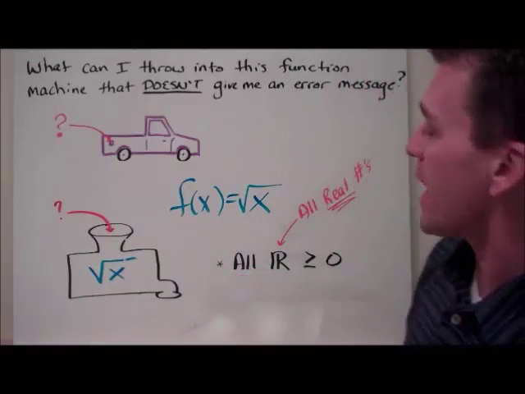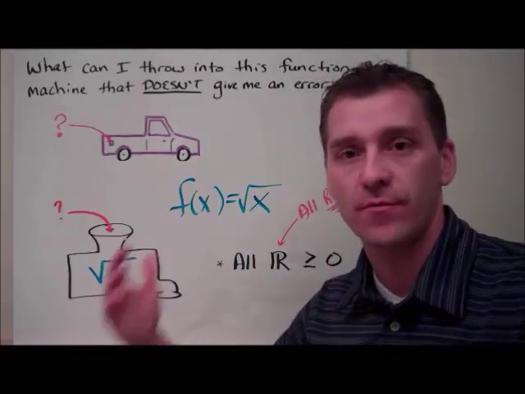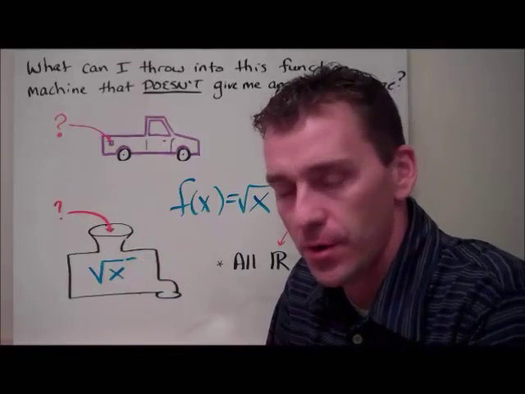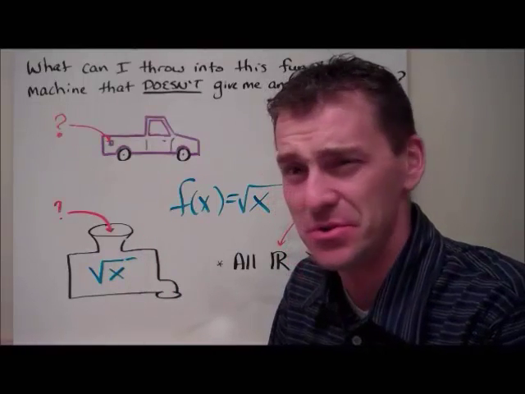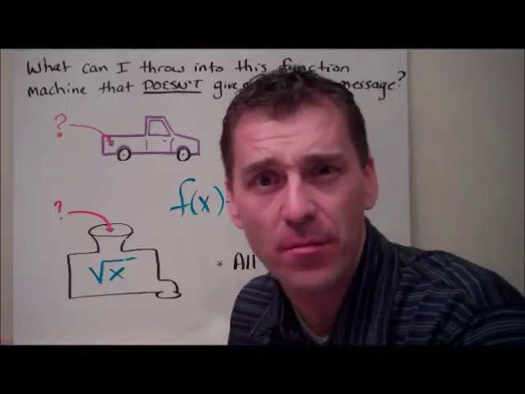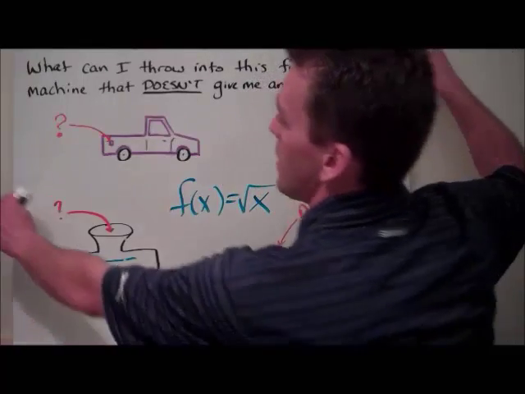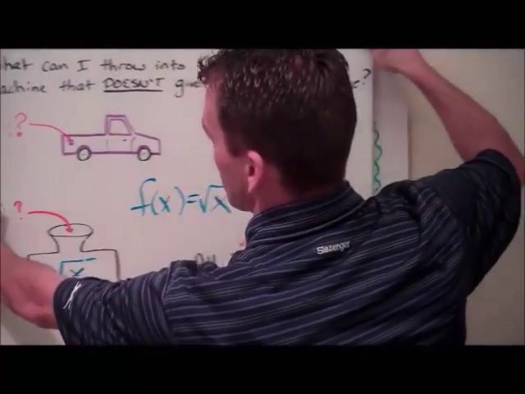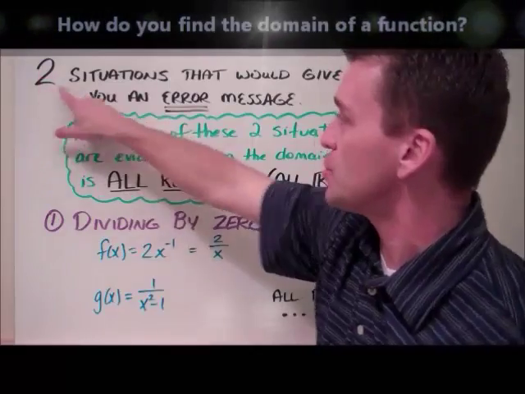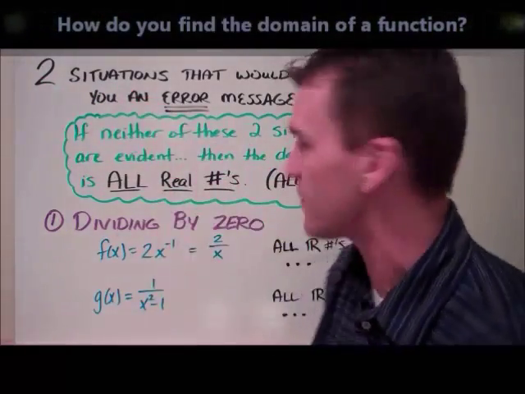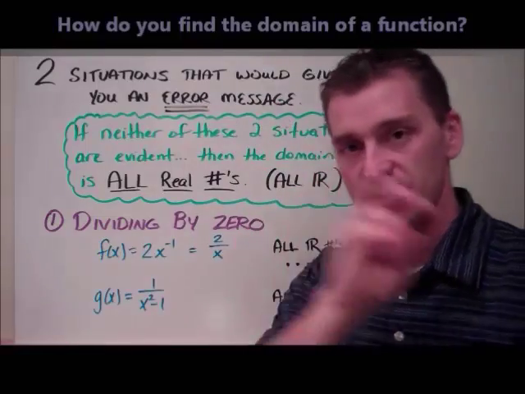Now, you might be asking yourself, real numbers. That is, there's an infinite number of real numbers. How in the world am I ever going to pick out the numbers that I can't use of all the infinite numbers that's out there? That does seem absurd. Well, there's two scenarios that actually is going to help you do that. So let me slide this across here, and you'll see there's two situations, scenarios, whatever, that would give you an error message.